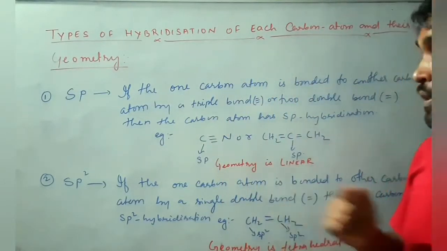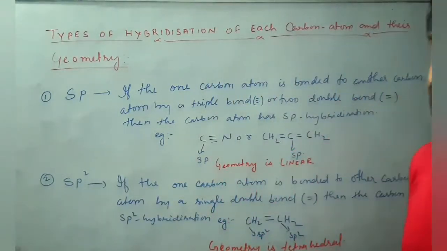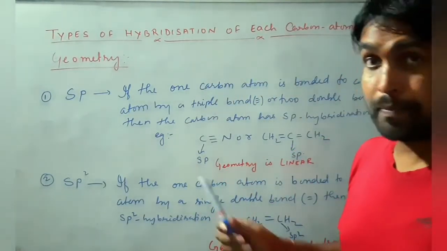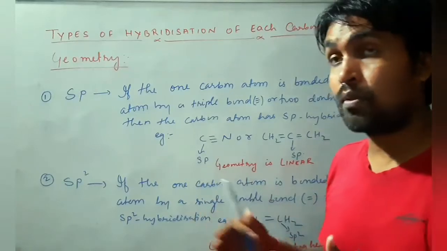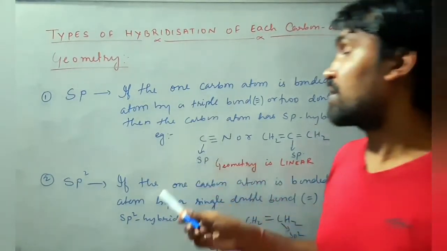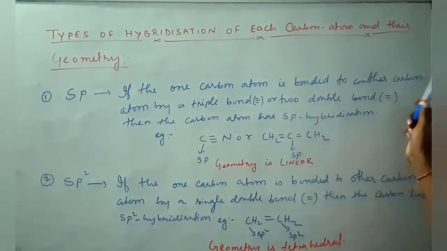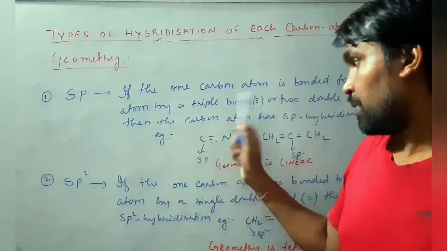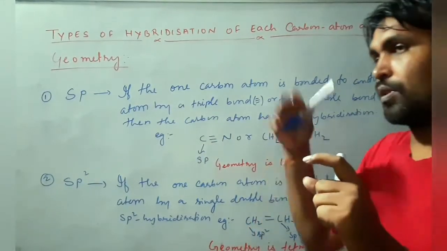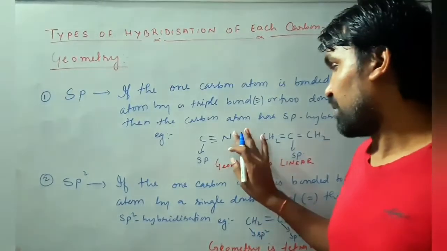Fine, dear students, let's start with the first one, which is sp. What is sp hybridization? How will we know that the carbon atom has sp hybridization? What is the definition? If one carbon atom is bonded to another carbon atom by a triple bond. For example, you can see here.